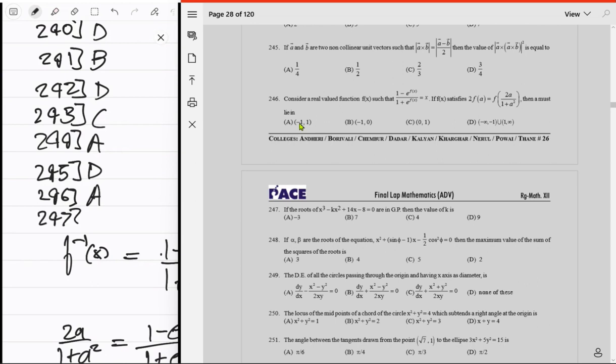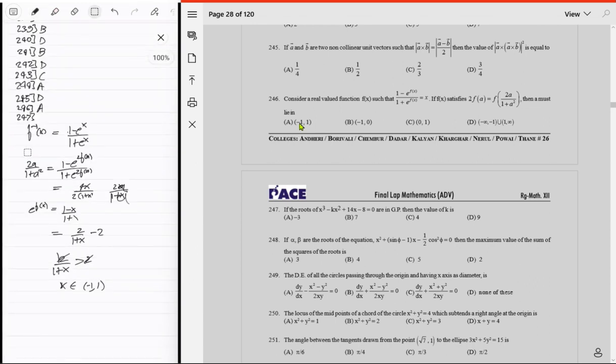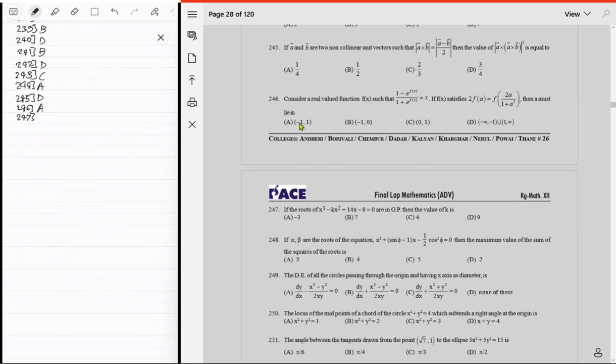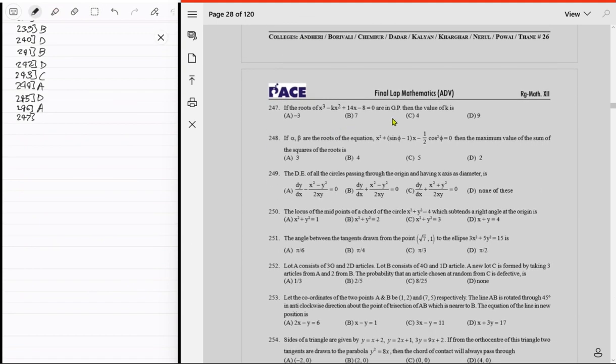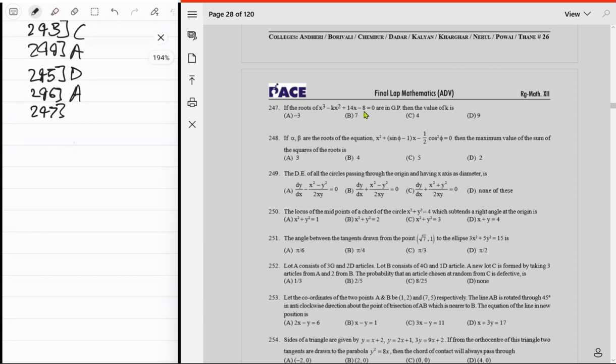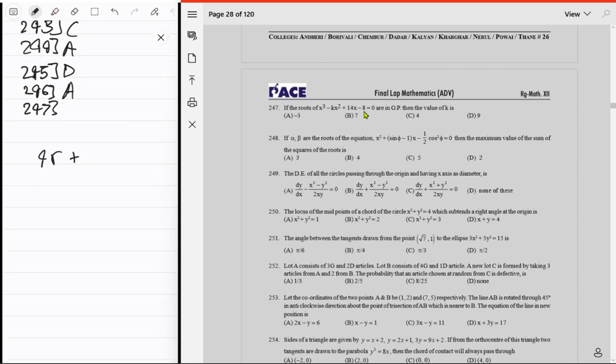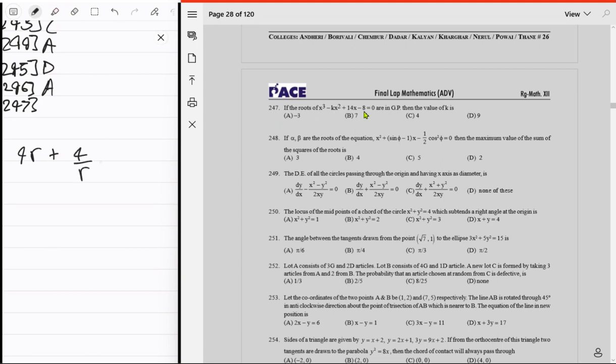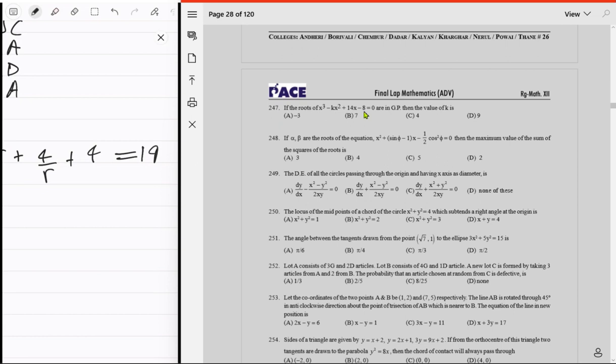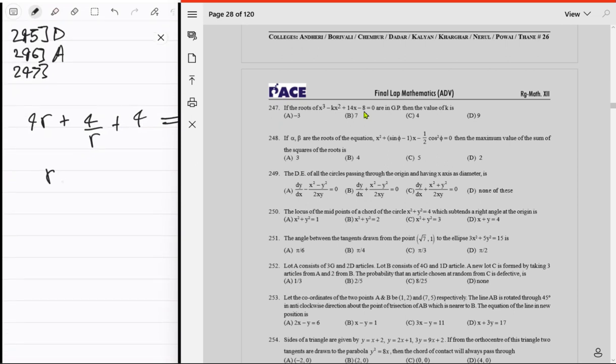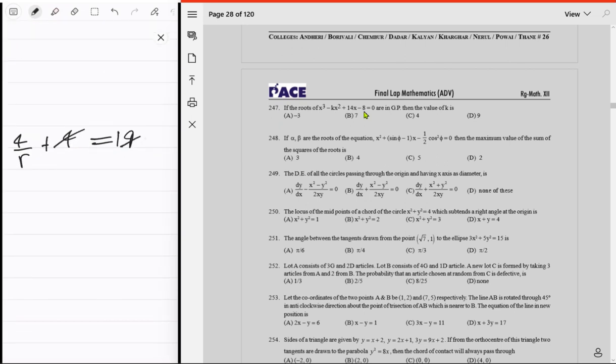247. Can I do 247? If the roots of this are in GP, then the value of K is. In a GP the middle root will be just 2. So the roots are 2R, 2, and 2 upon R. What do you get: 2 times 2 is 4R plus 2 times 2 upon R is 4 upon R plus 4. This is equal to 14, which means R, taking it to the other side, is just 10.